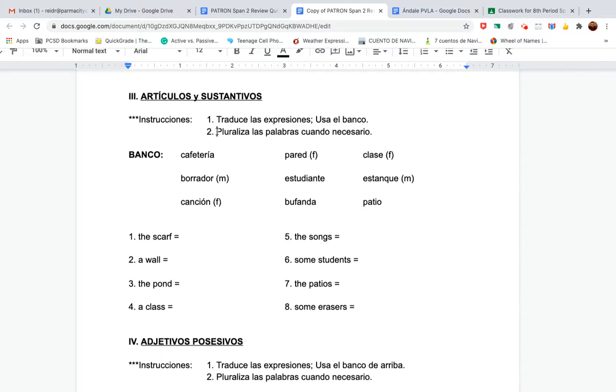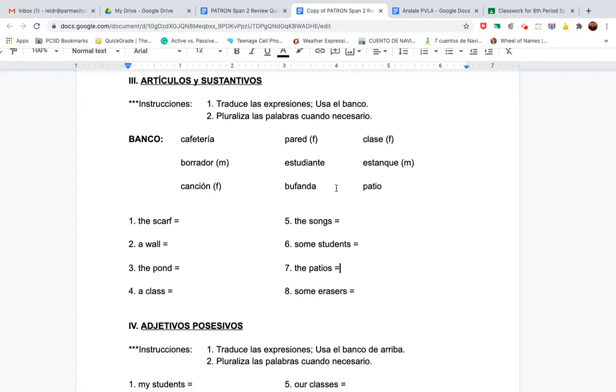It says pluraliza las palabras cuando necesario. Okay, pluralize the words when necessary. So this says the patios, but this only says patio, so you have to make that plural. So it's important to recognize when it says the or when it says some. You do have some reference sheets to help you with that. So then you'll write out this whole thing using these words.